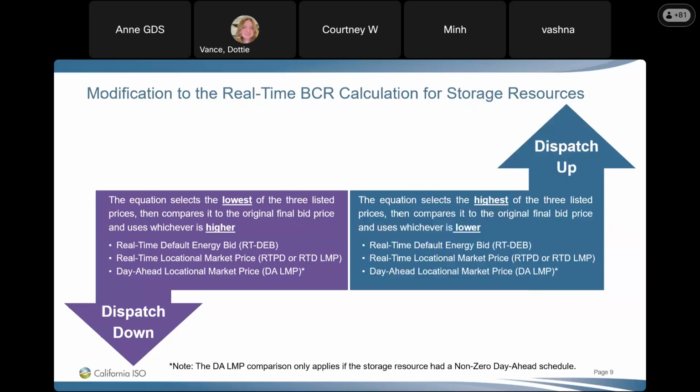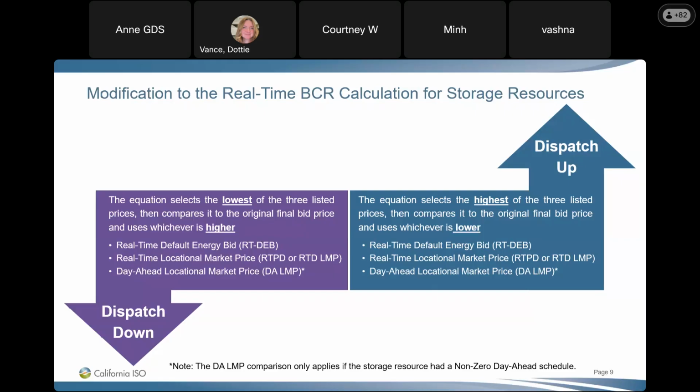Now, if we look at dispatch up, you're going to see it's kind of flipped. So instead of doing the lowest of the three prices, dispatch up is going to do the highest of the three prices. And then it'll compare it to the original final bid price and use whichever is lower. Again, you'll see that asterisk on the day-ahead locational market price. That's going to be the same thing. It's only going to apply if a storage resource had a non-zero day-ahead schedule. And I'll have two examples of when it applies and when it doesn't.